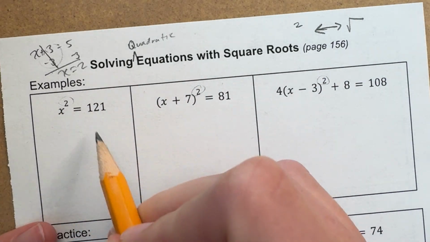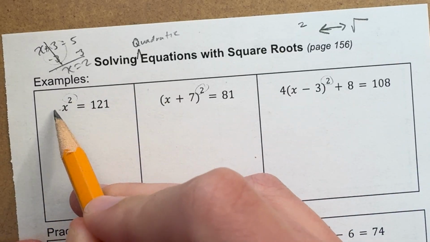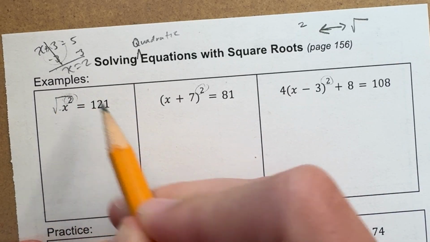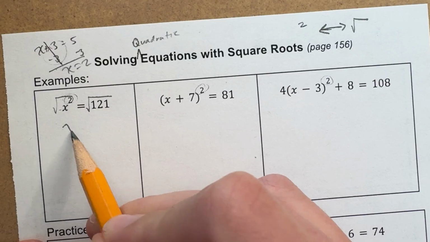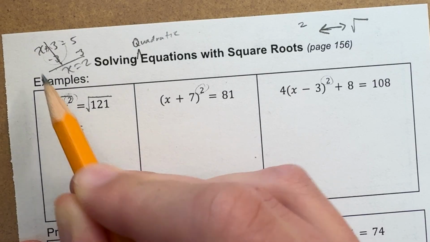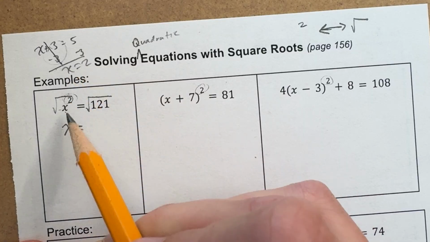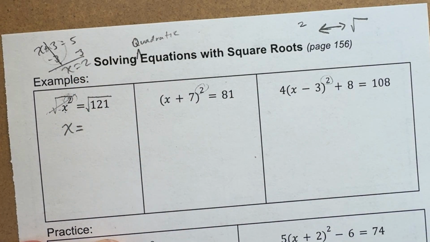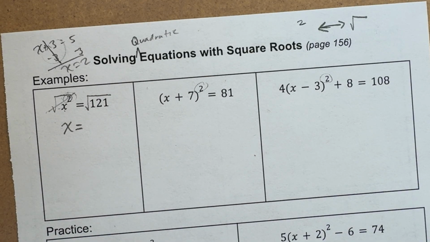Okay, now I'm going to do it here and then I'm going to explain why that works. Okay, so here's squared. I'm going to square root and square root. So x equals, look, why is it x? Because square and square root are inverse operations. They undo each other. Just like these undo each other, these undo each other. Okay, now, what's the square root of 121? What I'm asking myself is, what number times itself equals 121?